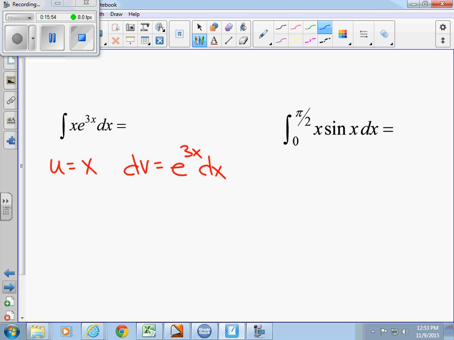Any questions so far? Okay. To finish the formula, I need v and I need du, right? So how do I get du, first of all? And how do I get v? What's the integral of e to the 3x? Actually takes a little bit of work.